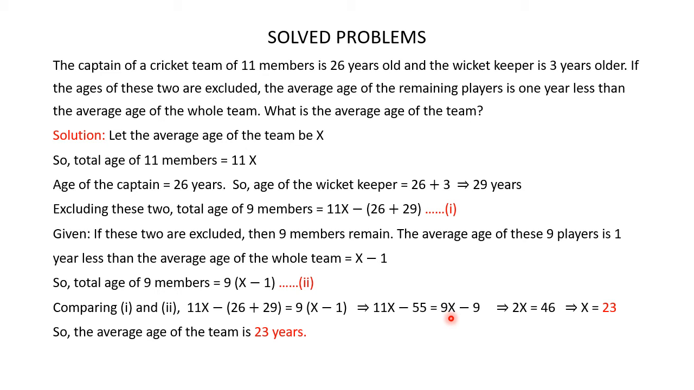So when you shift 9x to the left hand side, it will become minus 9x. So 11x minus 9x is 2x. When you shift minus 55 to the right hand side, it will become plus 55. So plus 55 minus 9 is 46. So you get 2x is equal to 46, which is x is equal to 23. So x is the average age of the team. X is equal to 23 means the average age of the team is 23 years.